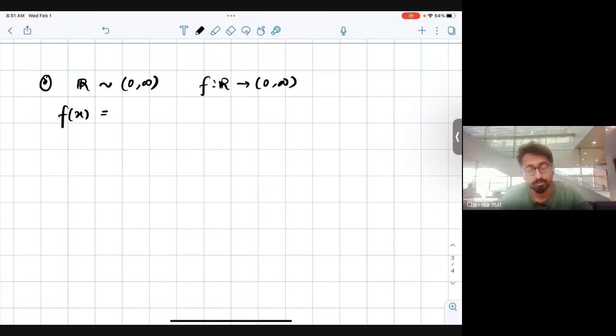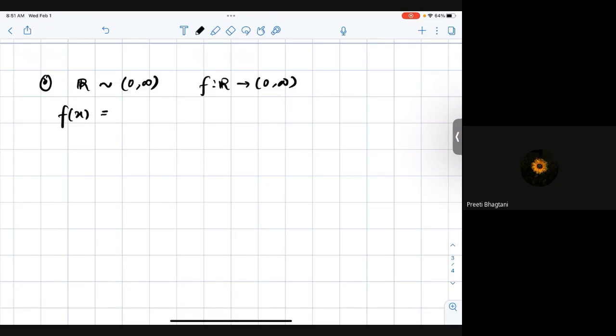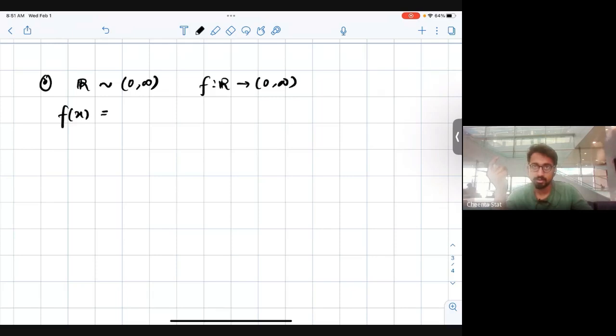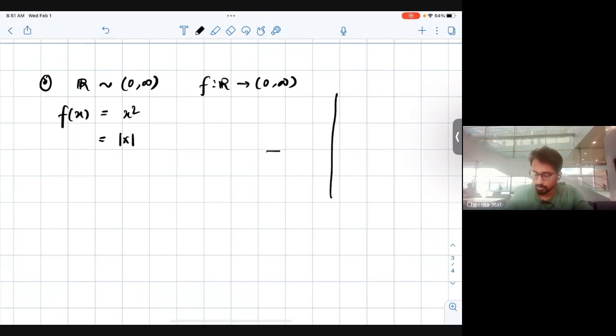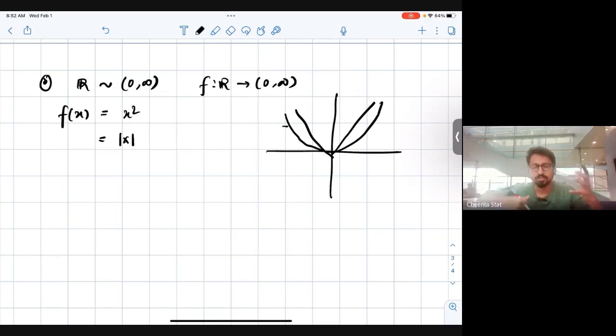Very easy function. f(x) is equal to x square. Great. f(x) equal to x square. One such function. Any other function? Mod x. But understand here, if you do mod x or x square, it's not becoming bijective. Two numbers, -1 goes to 1 and 1 goes to 1. Any other increasing function, or decreasing function?